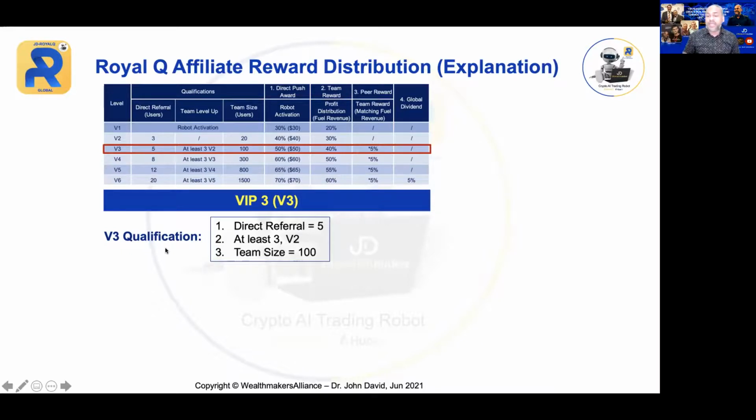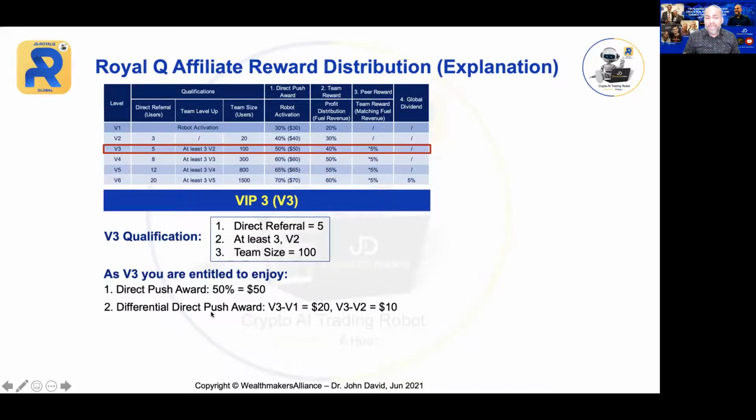So once you hit that, you become V3. Now, what is the benefit when you become V3? Now you can see your direct push is now $50, right? 50%. So now you're going to enjoy $50 from every activation that takes place directly under you. And now you're going to see the difference.